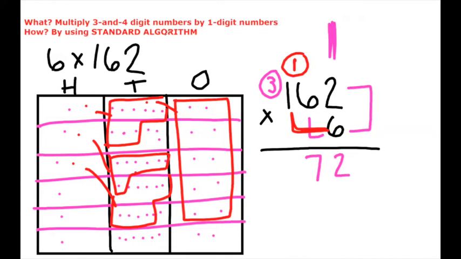And now we have to count up how many we have total, including those 3 that we added. So we have 6, 7, 8, 9. Just like on the standard algorithm, we would do 6 times 1 is 6, plus 3 is 9. Now our answer is 972.